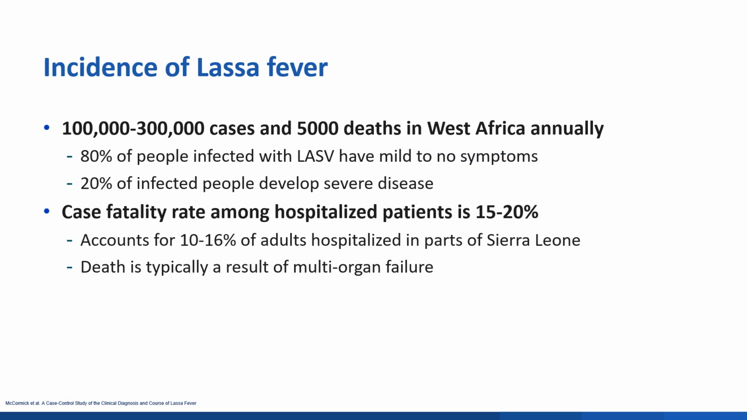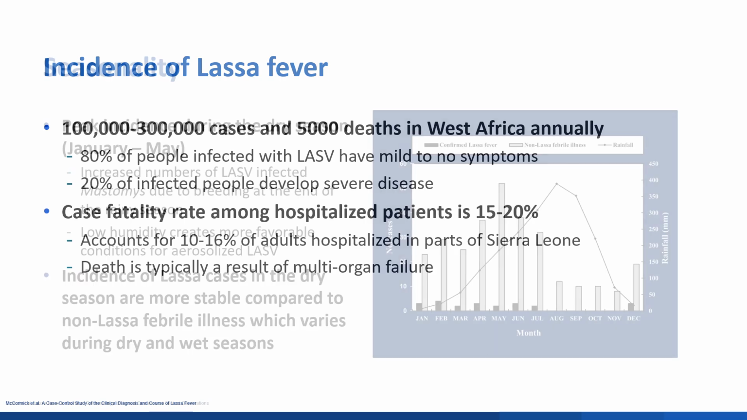It has been estimated that there are 100 to 300,000 cases of LF in West Africa per year, with 5,000 deaths per year. 80% of those infected with the Lassa virus experience mild or no symptoms. 20% develop severe multisystem organ disease. The case fatality rate among hospitalized patients is 15 to 20%. One study found that in parts of Sierra Leone, Lassa fever was responsible for 10 to 16% of all adult hospital admissions. Death is usually a result of multi-organ failure.